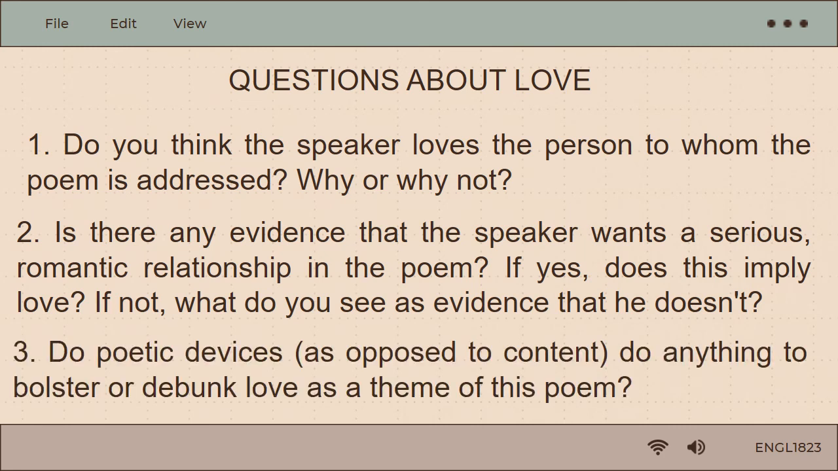And lastly, do poetic devices, as opposed to content, do anything to bolster or debunk love as a theme of this poem?